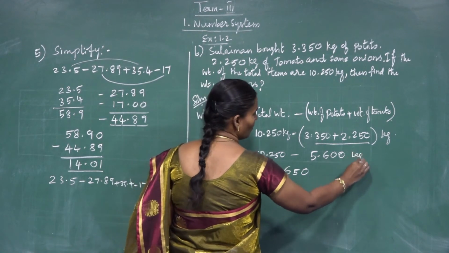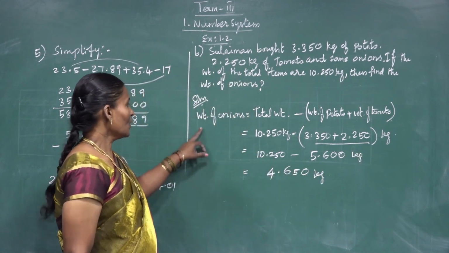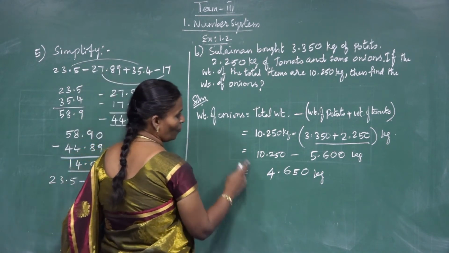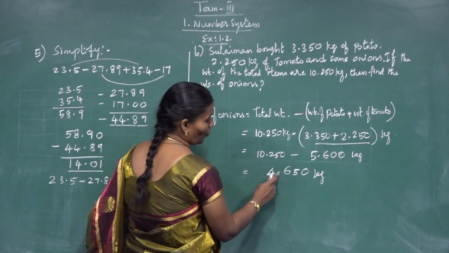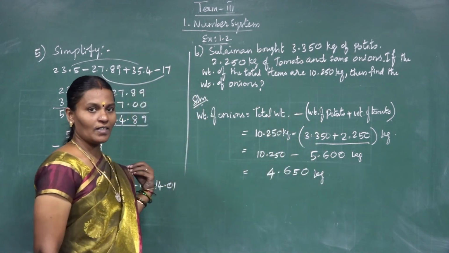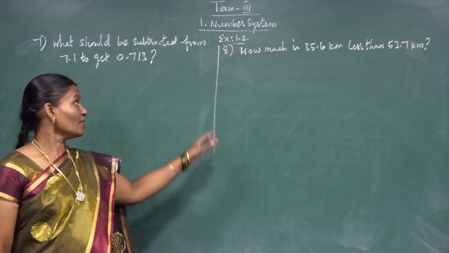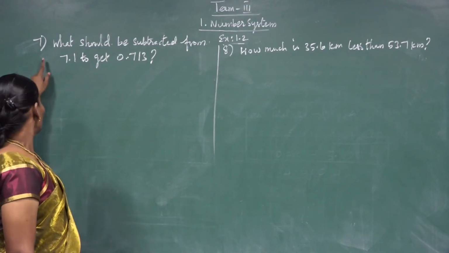So this is the weight of onions. The weight of onions is 4.650 kilograms. Understand, children? How do you find out? Good.